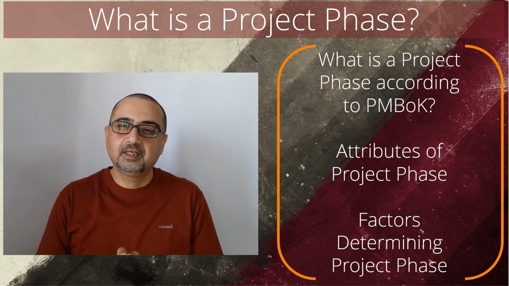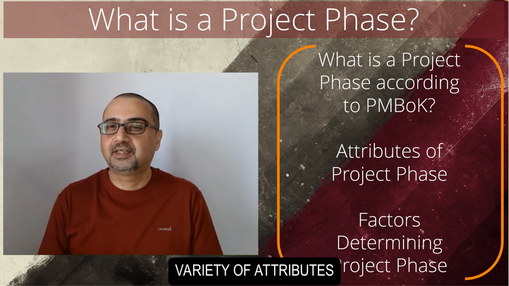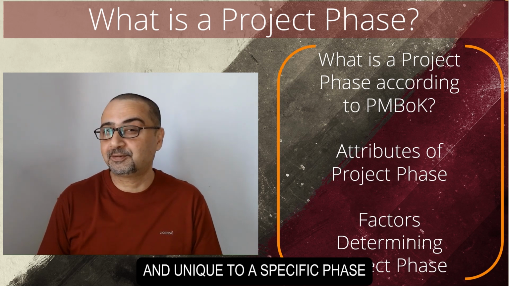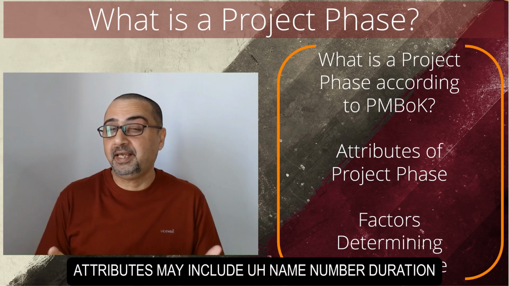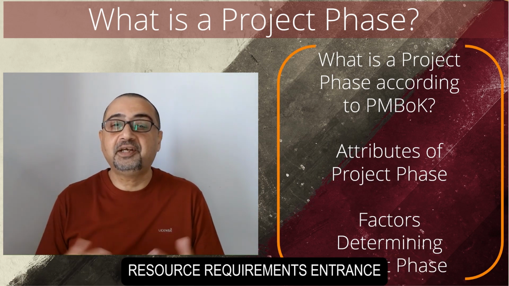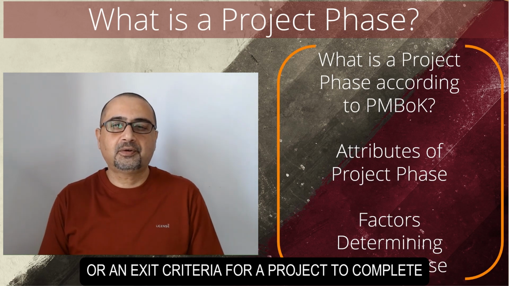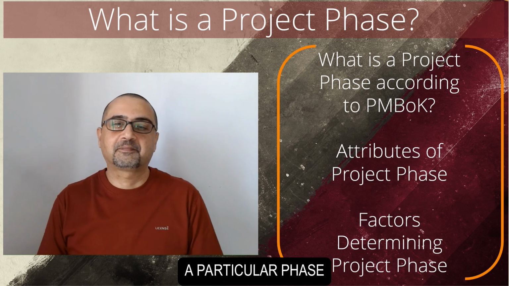A project phase is a collection of logically related project activities that culminates in the completion of one or more deliverables. The phases in a life cycle can be described by a variety of attributes. Attributes may be measurable and unique to a specific phase. Attributes may include name, number, duration, resource requirements, entrance criteria for a project to move into the next phase, or an exit criteria for a project to complete a particular phase.